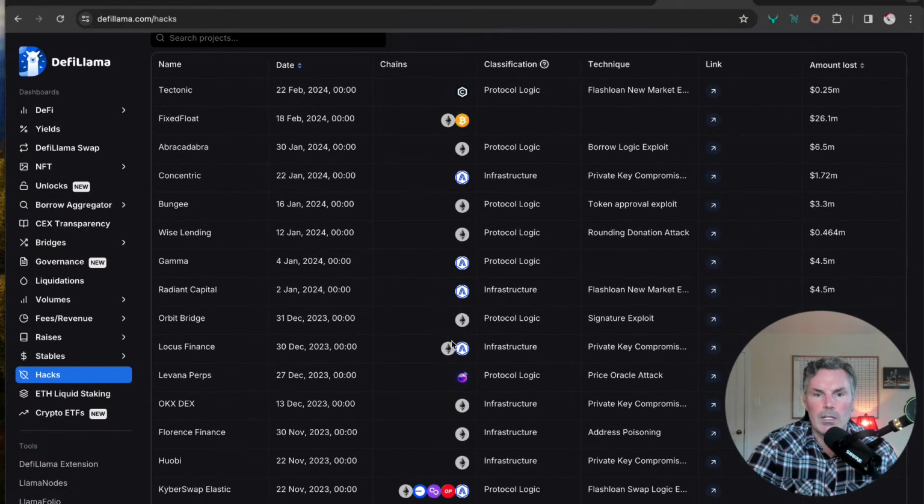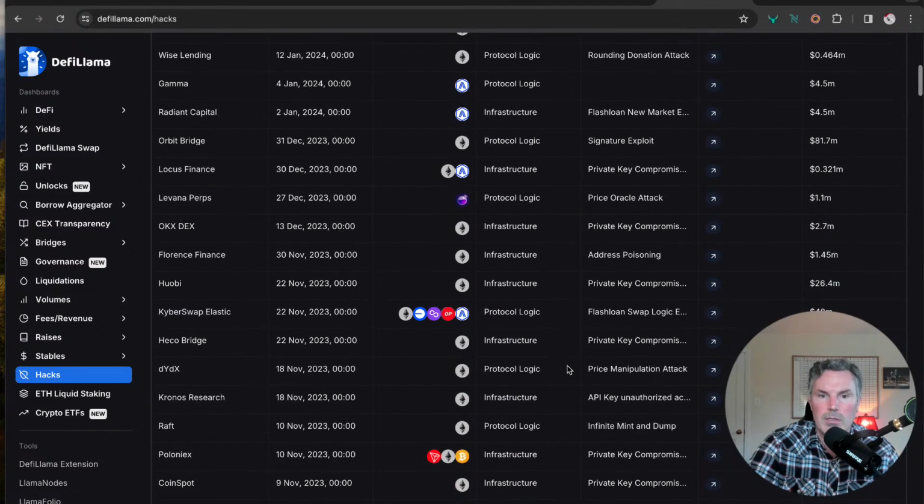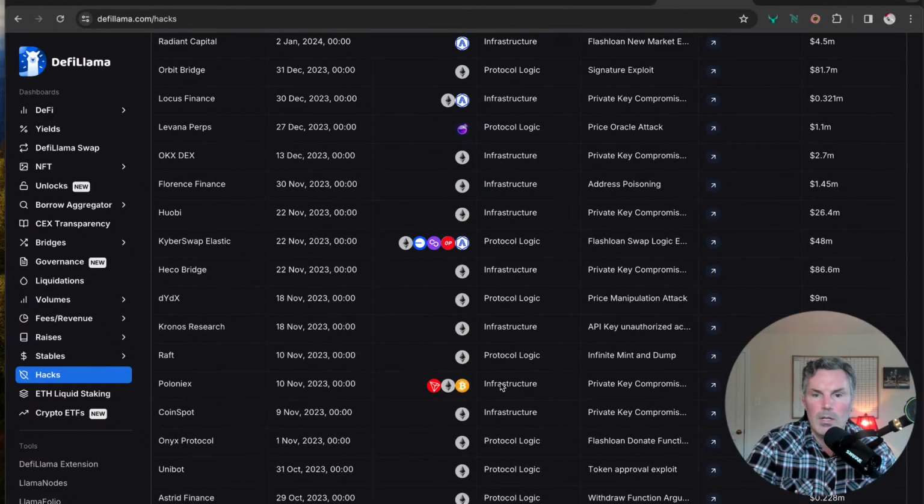Infrastructure, protocol logic. Protocol logic is an Oracle attack, a signature exploit, flash loans, again, these stupid flash loans that they always talk about. Osmosis, don't ever fall for a flash loan. Florence Finance, Huobi, you know, all these things. These are exchanges. These are like Onyx protocol, infrastructure.